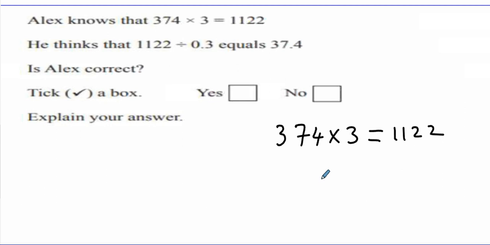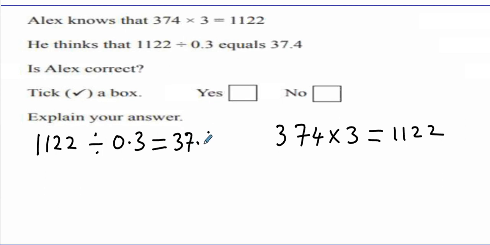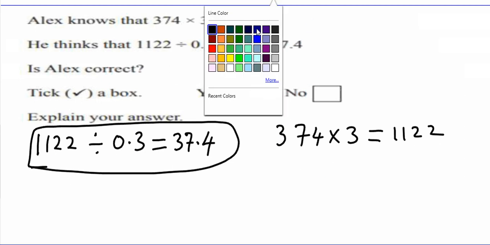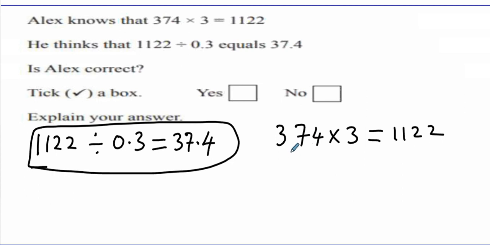Okay. Let us see. Alex thinks that 1122 divided by 0.3, the answer equals 37.4. Now let us see if this is correct. Okay, now from here we have 374 multiplied by 3 equals 1122. Now, how can we convert the 3 into 0.3?